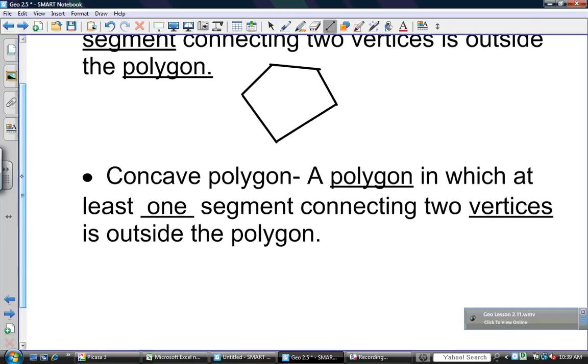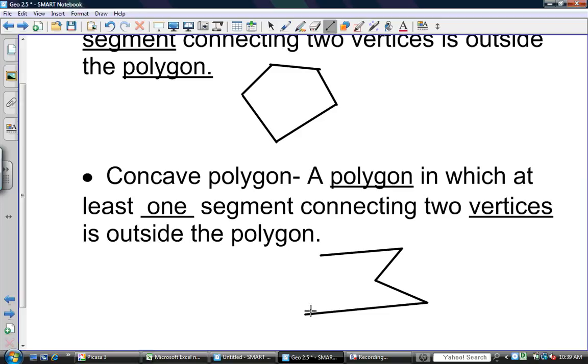A concave polygon is a polygon in which at least one segment connecting the 2 vertices is outside the polygon. So the previous one we did was a concave polygon. This would be a concave polygon because I could draw a segment out here where there'd be a vertex inside these 2. So since it goes in like that, we call that a concave polygon.